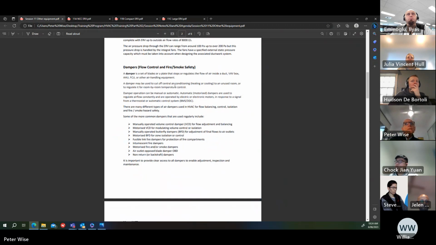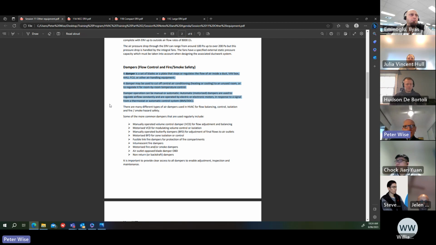Dampers for flow control and fire and smoke safety. A damper is a set of blades or a plate that stops or regulates the flow of air inside a duct, VAV box, air handling unit, fan coil unit, or other air handling equipment. It may be used to cut off central air conditioning, heating or cooling to an unused room, or to regulate it for room-by-room temperature control.